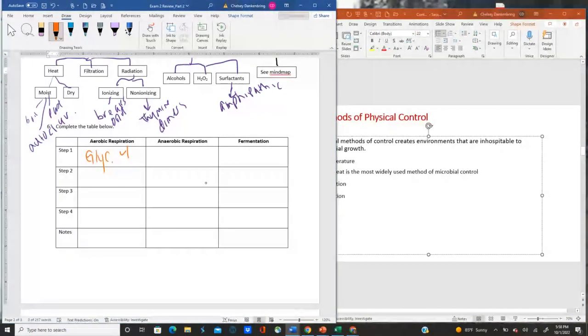That's supposed to be a with or without oxygen. That's very unique because with aerobic respiration, you need oxygen.